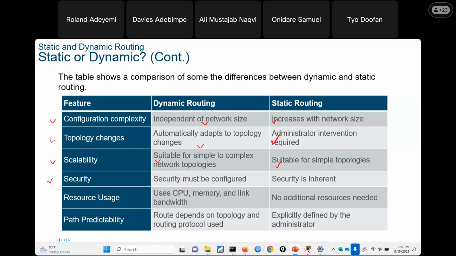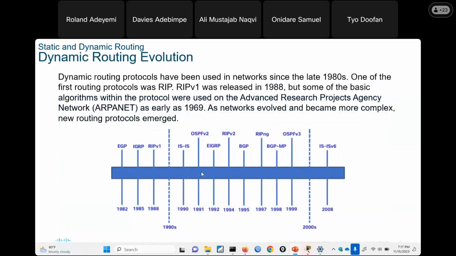When it comes to security, under dynamic routing you must configure security into it, but this one is integrated. Resource usage: it uses CPU, memory, and link bandwidth. That's for dynamic. But this guy, no additional resources are needed. When it comes to path predictability, knowing where you want to go, the route depends on topology and the routing protocol used. But here, we define the path to the destination.